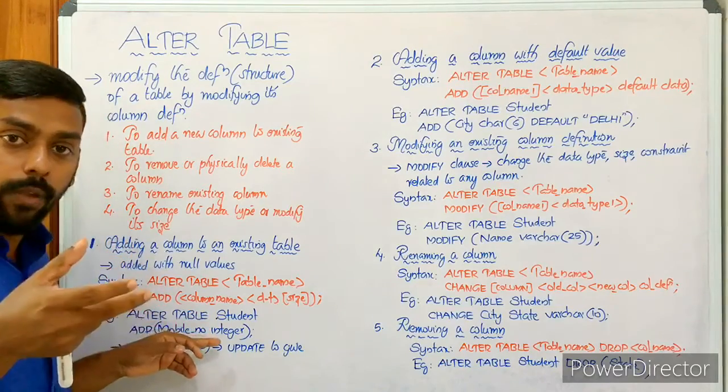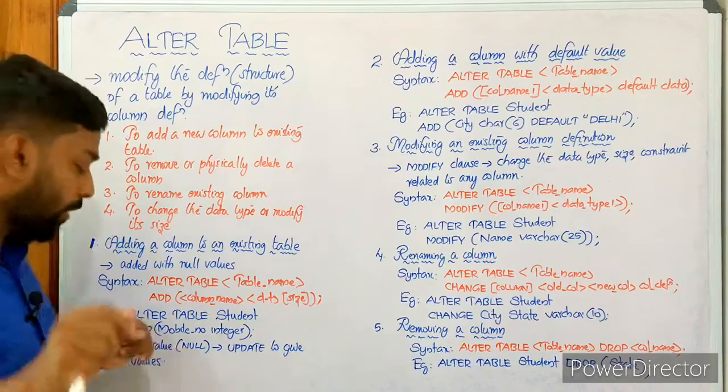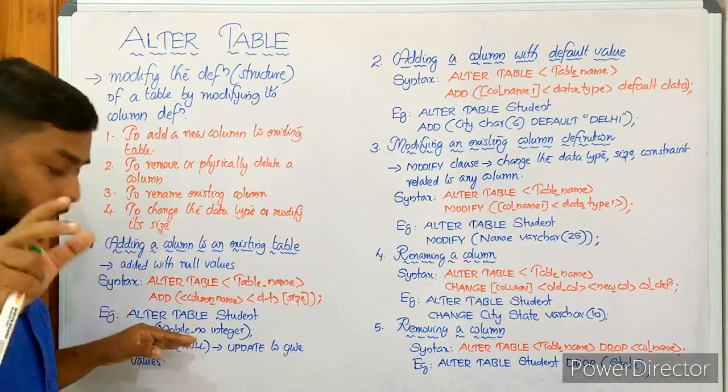Then it holds values of what type? Integer type. At present there will not be any value. It holds a null value. No value will be present in that column for all the rows, just null.